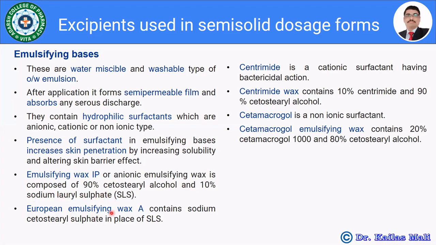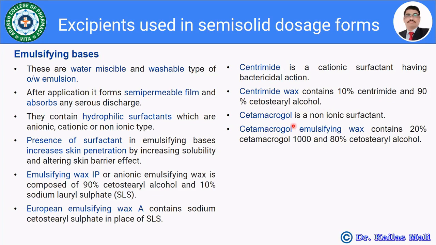Then European emulsifying wax A contains sodium cetostearyl sulfate in place of SLS. Then cetrimide is a cationic surfactant having a bactericidal action. Then cetrimide wax contains 10% cetrimide and 90% cetostearyl alcohol. So these are some of the examples of emulsifying bases which are widely used to prepare semi-solid preparations, that is, ointments.